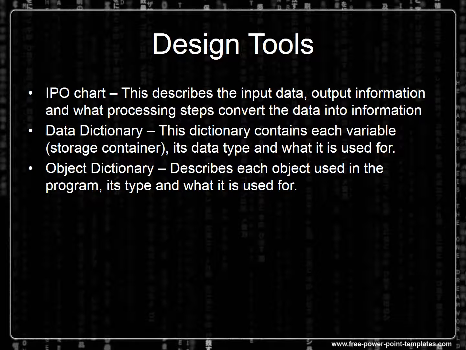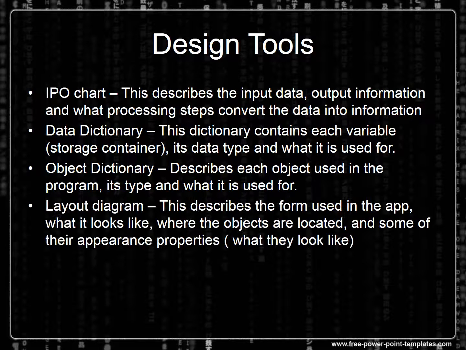Object dictionary talks about the objects used in the program, particularly on the form, and their type. So whether it's just something like a label or a text box, list box, and so on, and what it's used for. Again, the naming of the objects is important because it can contain a fair bit of detail about what that object is doing.